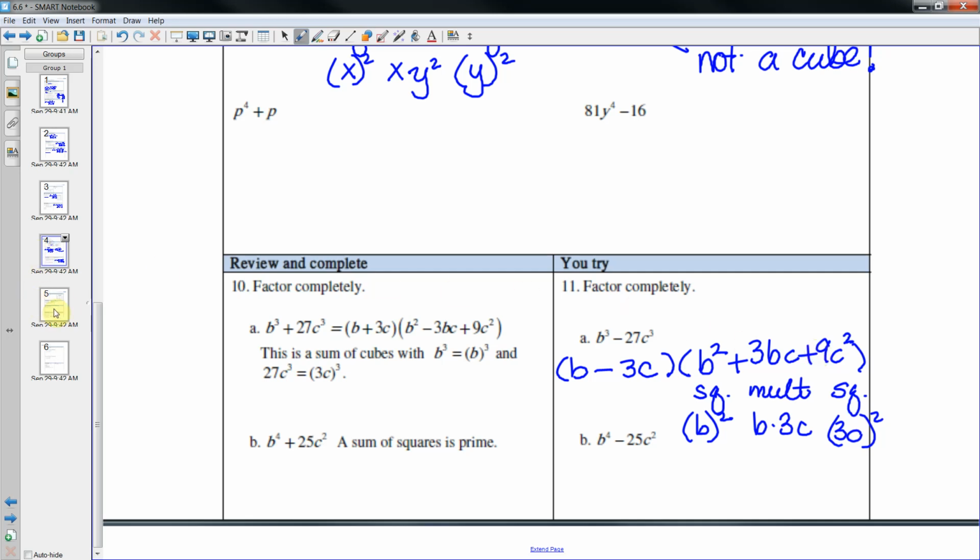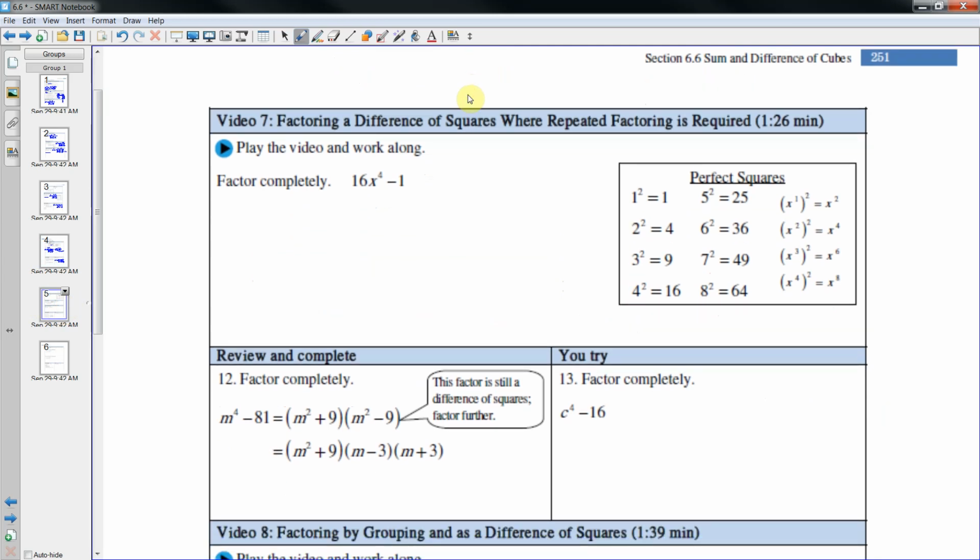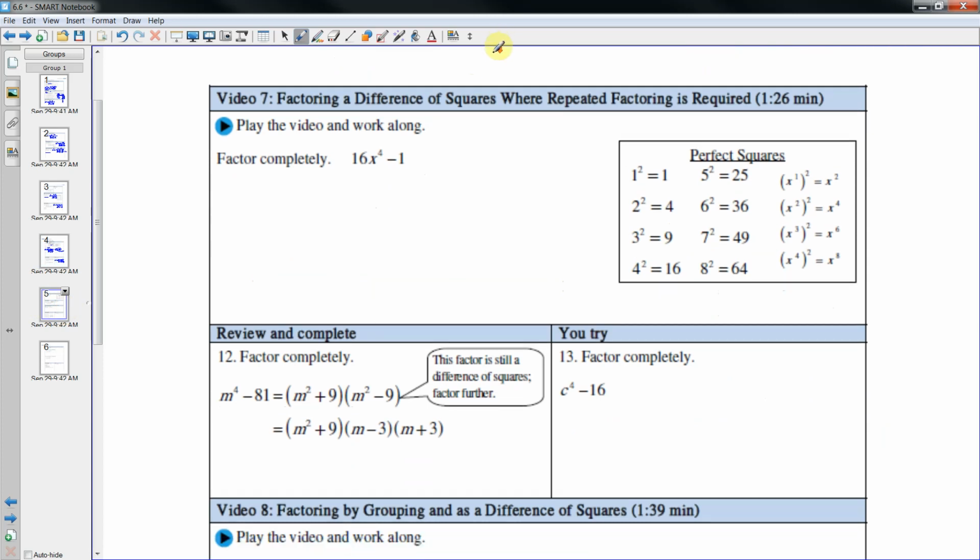Okay, on the next page, we've done one like that where you can go further. I'll just do it one more time just to remind you. If I've got 16x to the fourth minus 1, again 16 is a perfect square. X to the fourth is x squared times x squared, and then there's a minus sign in between them, so I know I can work it.